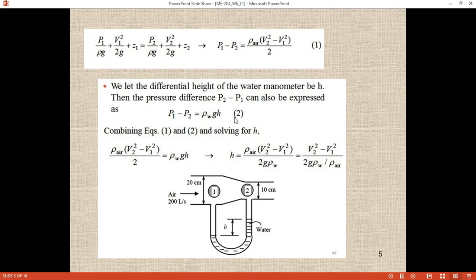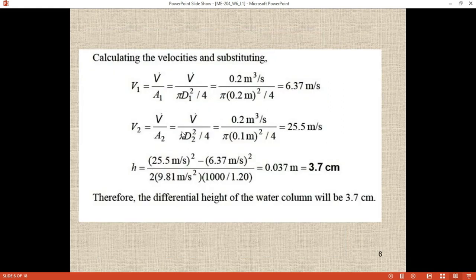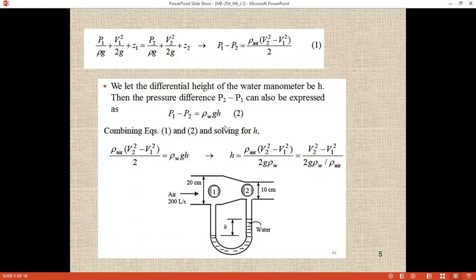So now you are going to make a relationship between h and P1 minus P2. This P1 minus P2 is equal to rho gh. This is the height, the only difference between these 2 points. So if you compare this and this together, this equation will be equal to this. Now V1 and V2 you have already calculated from here. So if you insert V1 and V2 in this equation, you can easily calculate the value.